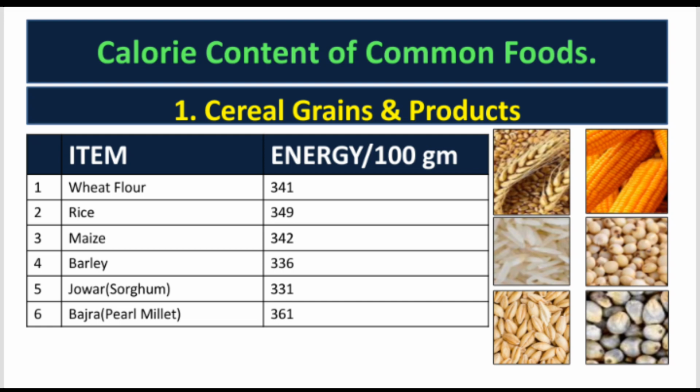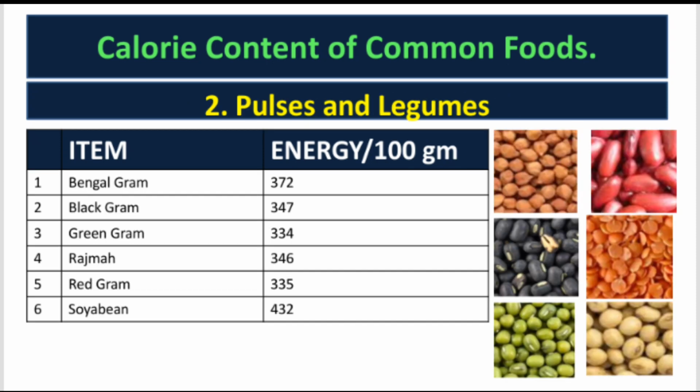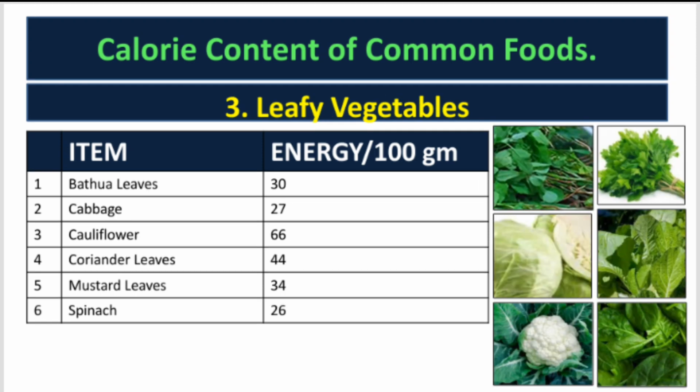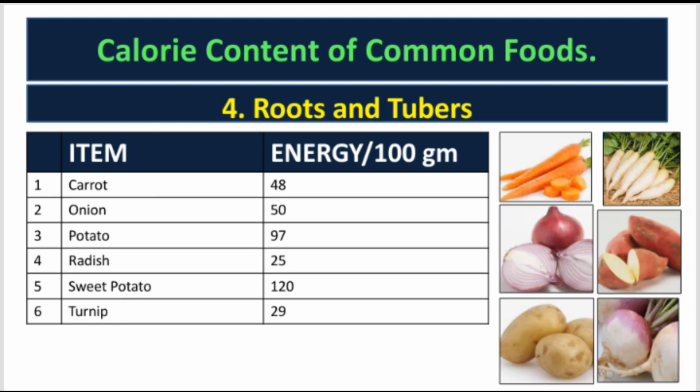These are the common cereals we consume. Notice that their calorie value per 100 grams is between 300 and 400. These are some of the common pulses and legumes we consume. Notice that their calorie content per 100 grams is between 300 and 450. These are a few common leafy vegetables we consume. Notice that all of them have below 70 calories per 100 grams.